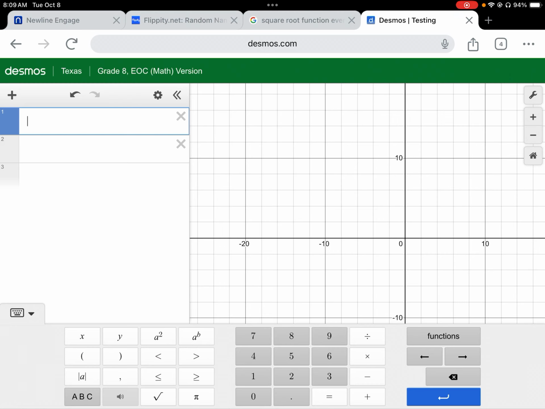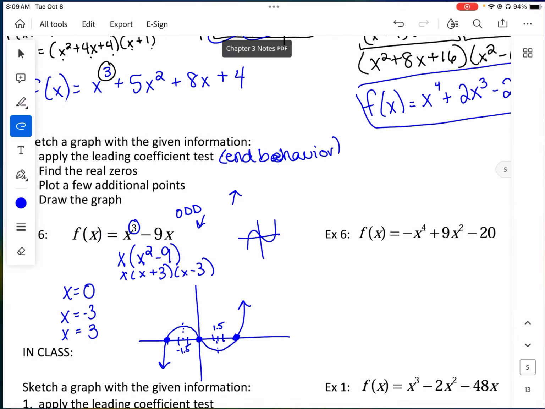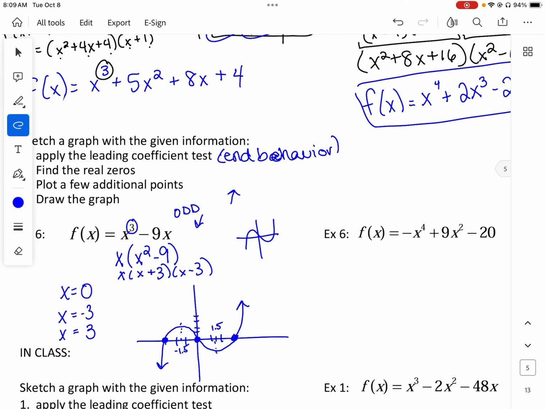So let's do the negative 1.5. Negative 1.5 raised to the third. And then it's negative 9 times negative 1.5. Oh, it's at 10. So it actually goes up a whole lot higher than I initially thought. It should be at 1, 2, 3, 4, 5, 6, 7, 8, 9, 10. So it should actually go up here somewhere, which is kind of wild.